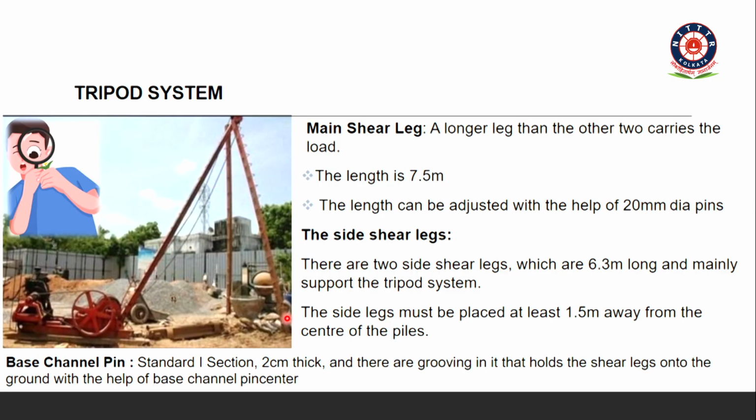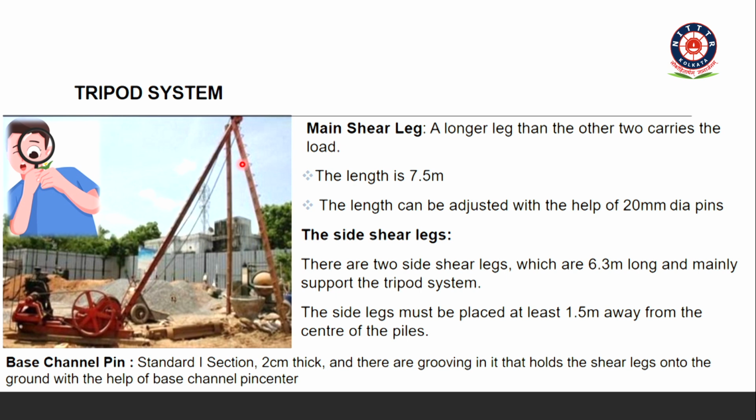So let's understand, we can't erect it as it is. For that we have to follow some guidelines. What is that? Let's understand. When we are erecting this tripod machine, this is the main shear leg. The dimension will always be on the larger side, maximum 7 meters.